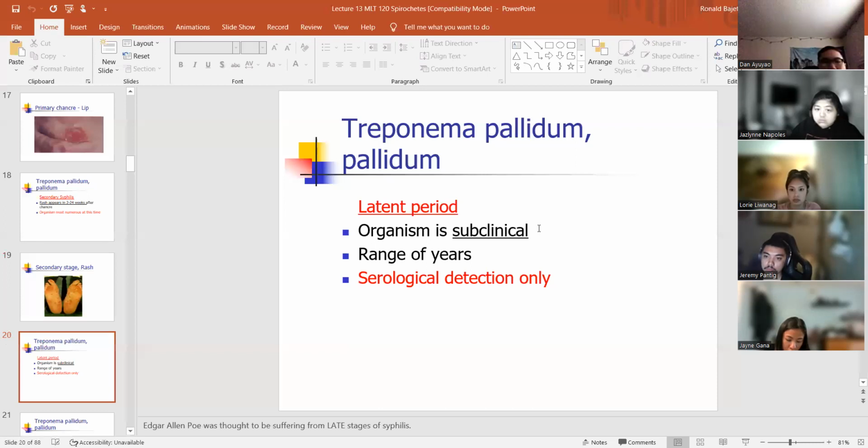Okay, so here's that latent period. After the secondary stage, there's a latent period, and the organism becomes subclinical. That means it appears that all these rashes and chancre sores go away, and you feel that you're cured, okay? But you haven't been cured. You can still detect the organism serologically, but clinically, the sores have gone away. It looks like they're healed, but serologically, the organism's still present.